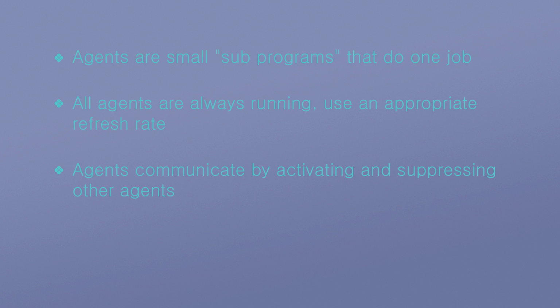Agents communicate mostly by turning on or turning off other agents, or in Embrio terms, activating and suppressing. An agent should only be doing one thing. If an agent is doing more than one thing, it might be a good idea to break it down into multiple agents.